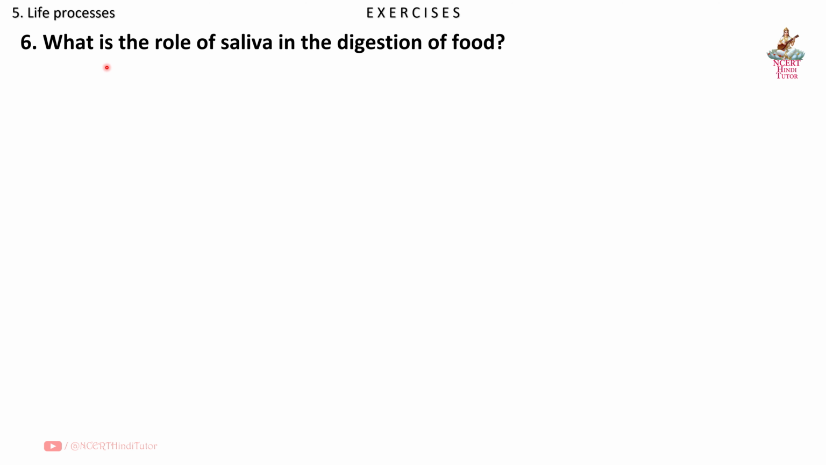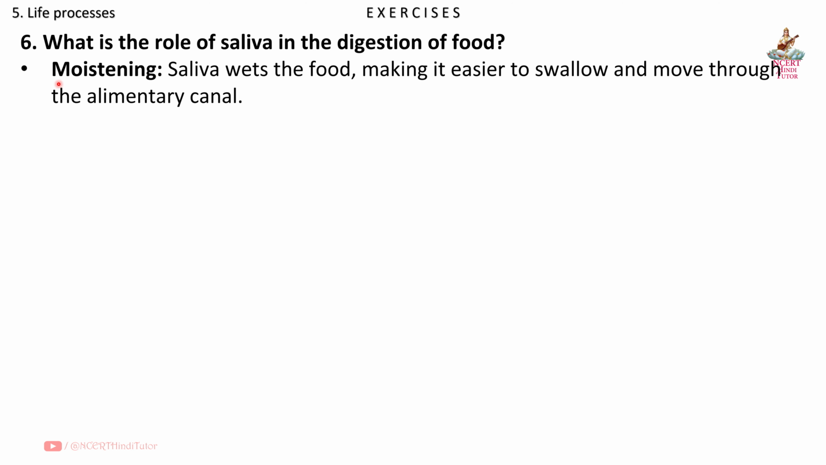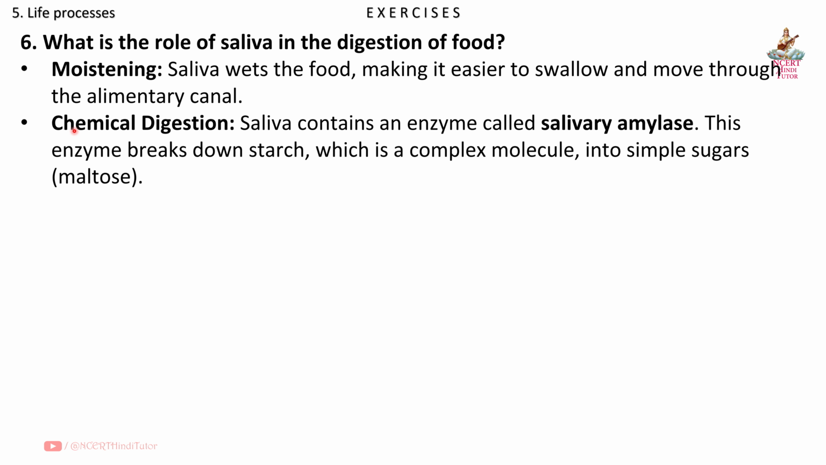Question 6. What is the role of saliva in the digestion of food? Answer. Moistening: saliva wets the food, making it easier to swallow and move through the alimentary canal. Chemical digestion: saliva contains an enzyme called salivary amylase. This enzyme breaks down starch, which is a complex molecule, into simple sugars, maltose.